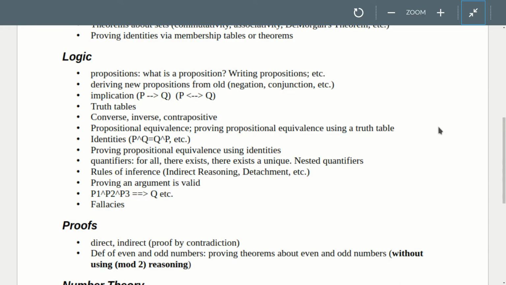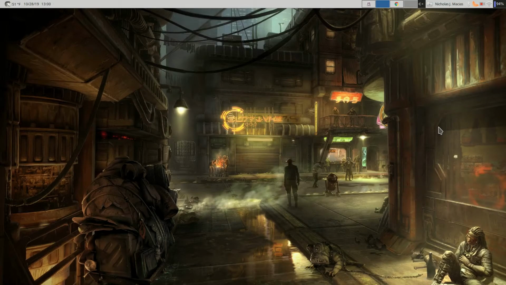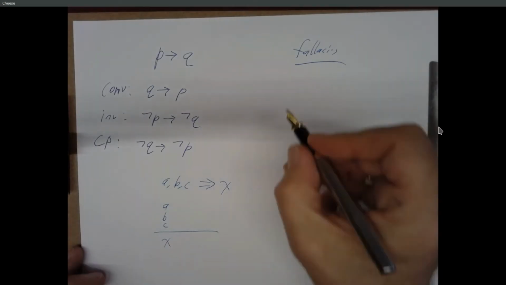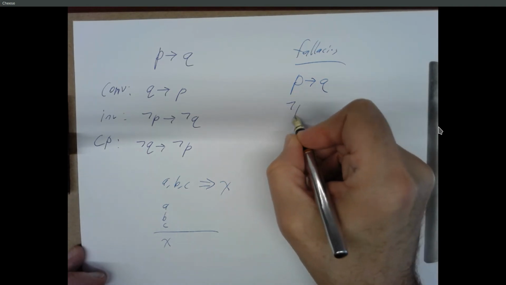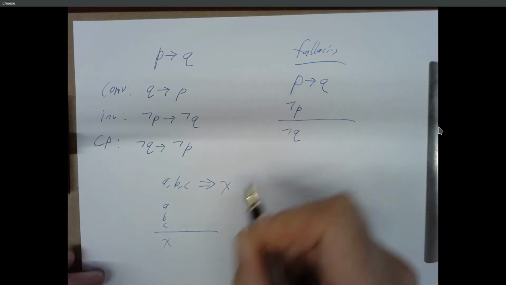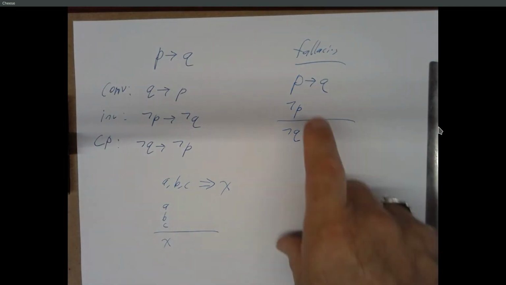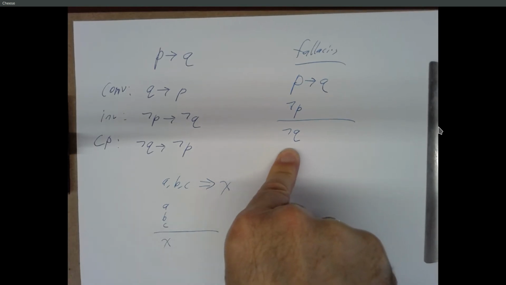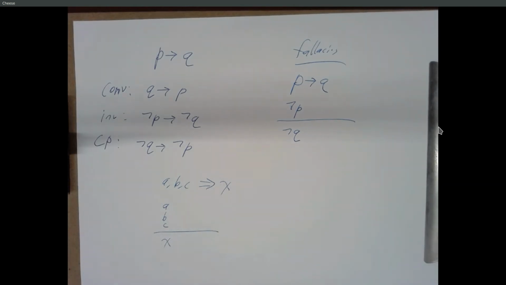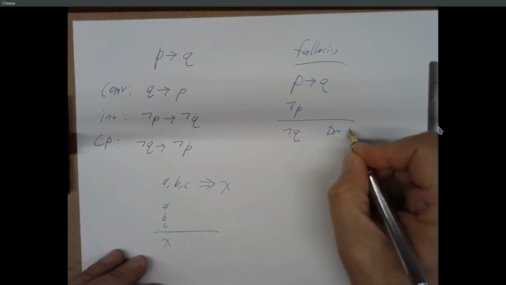And then fallacies, there's two fallacies: fallacy of denying the hypothesis and fallacy of affirming the conclusion. Denying the hypothesis is like this. P implies Q, so this is a hypothesis and conclusion. If we deny the hypothesis, we can try to conclude not Q. That's not correct. If it's Monday, we have class. It's not Monday, therefore we don't have class. It's not logically correct. So that's denying the hypothesis.